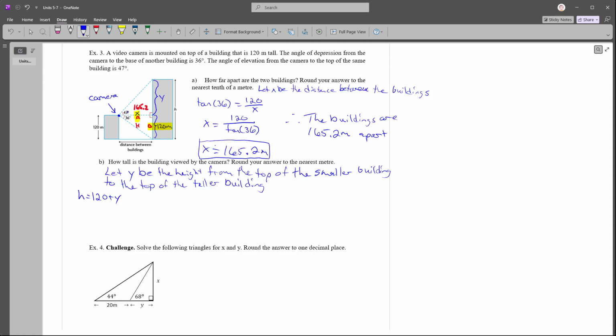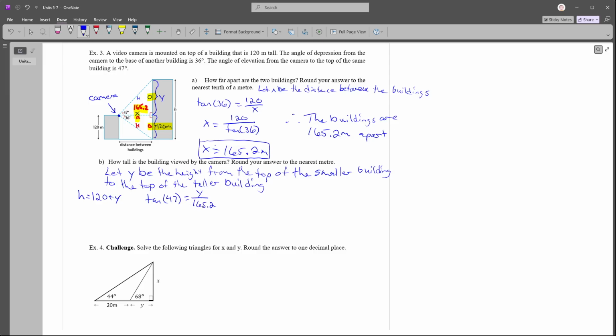So I can actually do the math. If 47 is my reference angle, opposite is our y, our adjacent is our 165.2, and our hypotenuse is right here. What are we looking for? We have our 165.2, which is our adjacent. We're looking for our opposite. Opposite and adjacent, that's tangent again. TOA. So tan of our reference angle, which is 47, is going to be equal to our opposite, which is y, over our adjacent, which is 165.2.